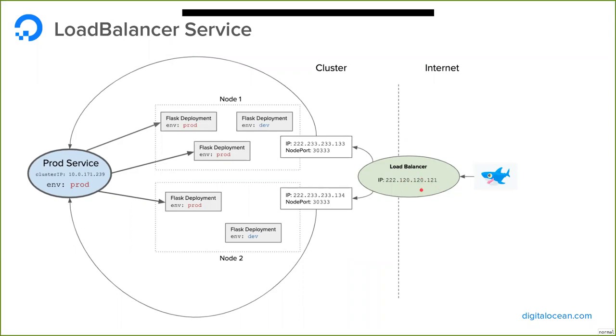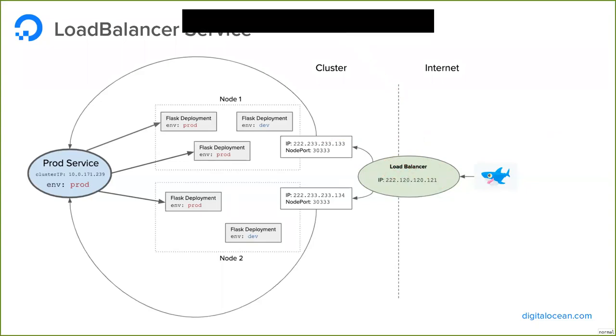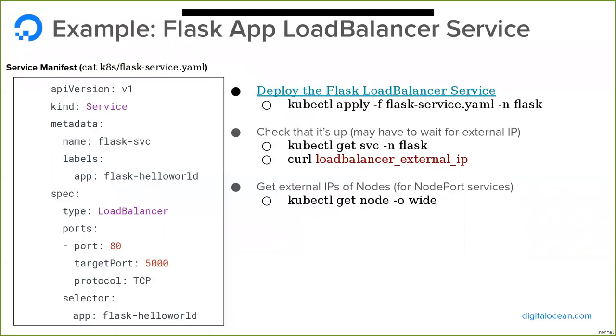And then that external IP is going to get translated into addresses and ports internal to the cluster that ultimately get distributed to instances of our application running on different nodes, depending on the load balancing algorithm, which we won't talk about those details either. We'll just go ahead and create our service.